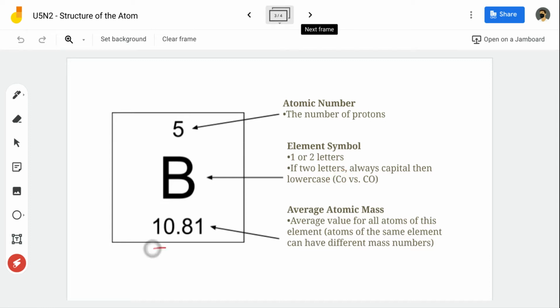And then at the bottom of the cell, we have the average atomic mass. This number is a decimal because it is the average value for all the atoms of this element. And so for today's homework, we're going to be rounding it. But later in this unit, when we talk about isotopes, we'll talk about why this is not a whole number.